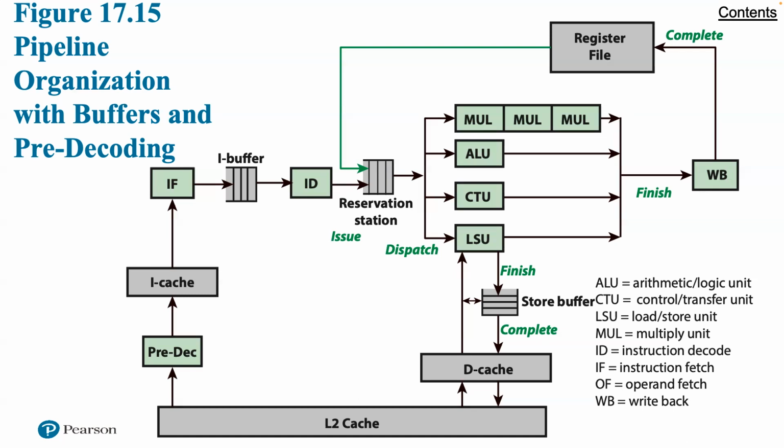Figure 17.15 that we're showing here illustrates the pipeline structure with the addition of the instruction buffer, the store buffer, and the pre-decoder to the organization shown in figure 16.23. So you may want to go back and forth between these two if you want to have a comparison. Next, we will consider three more features to enhance performance: the multiple reservation stations, forwarding, and the reorder buffer.